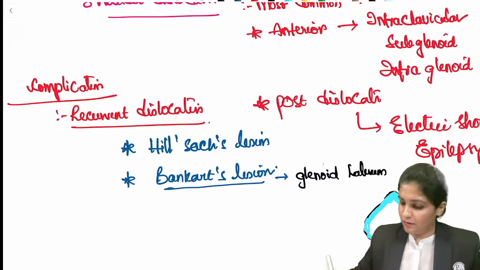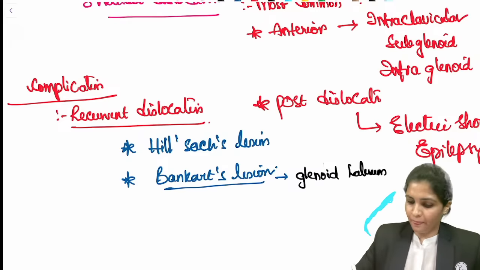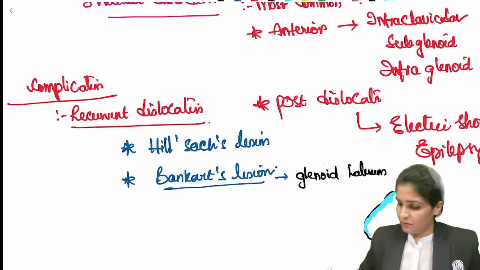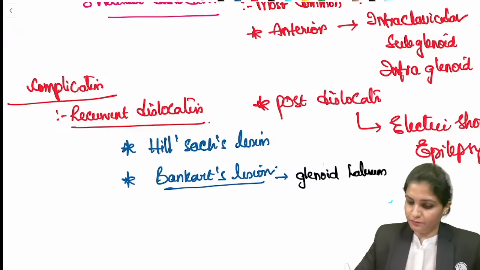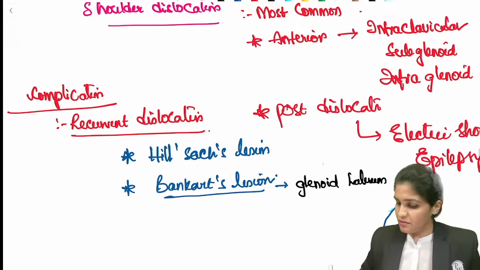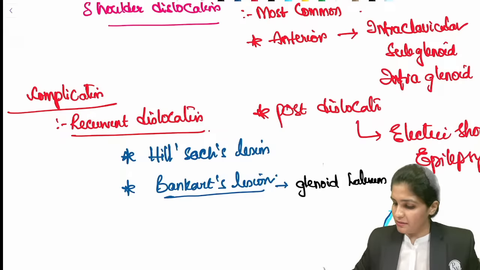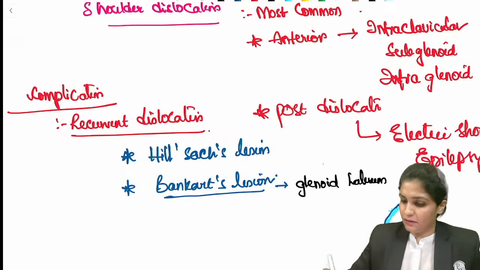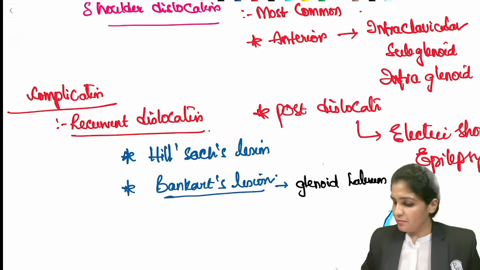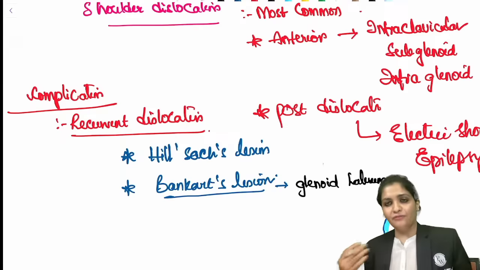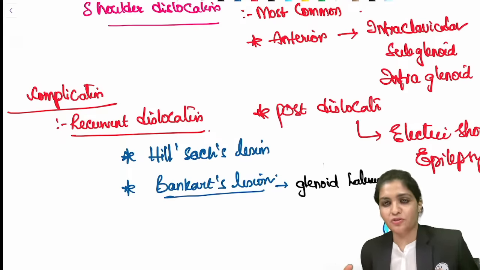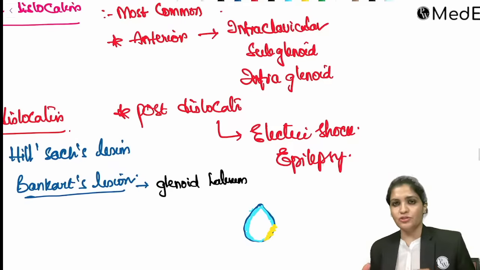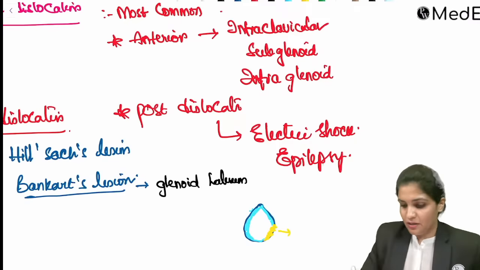So now here is your tear. If you think this is your glenoid, and this is your labrum, right? So the anterior inferior area is the tear. So that is your Bankart's lesion. Bankart's lesion, you can again fix this with your arthroscopic. So shoulder arthroscopy is the procedure which is used for fixing this Bankart's lesion.